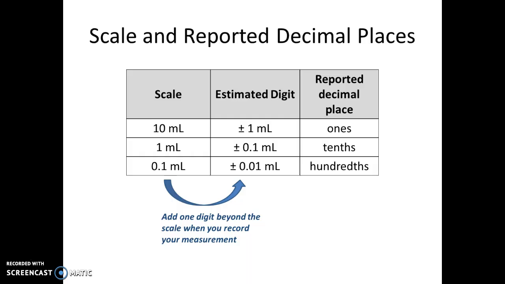All of the graduated cylinders you'll be using in the first part of this lab have a scale that's a factor of 10, so it would be 10, 1, 0.1. The general rule is that you add 1 digit beyond the scale when you record your measurement. This 1 digit that you add is sometimes called the estimated digit, and this is when you're reading between the lines on the graduated cylinder.